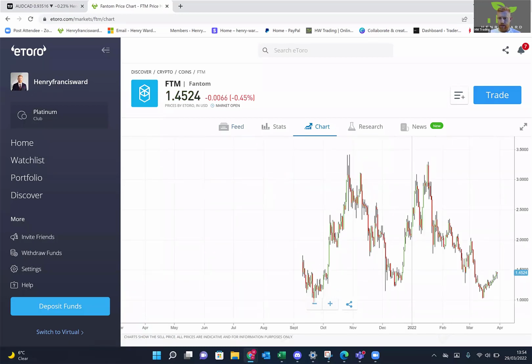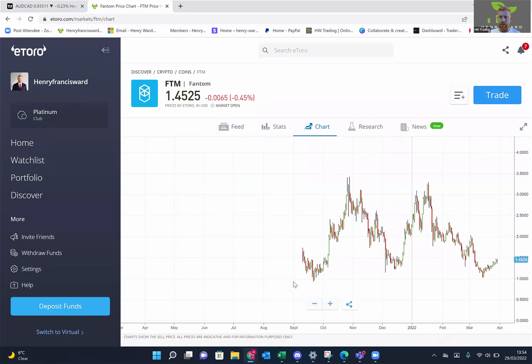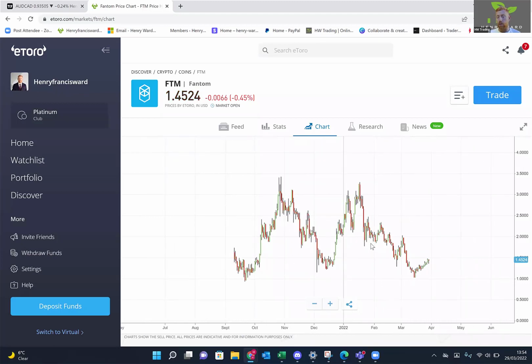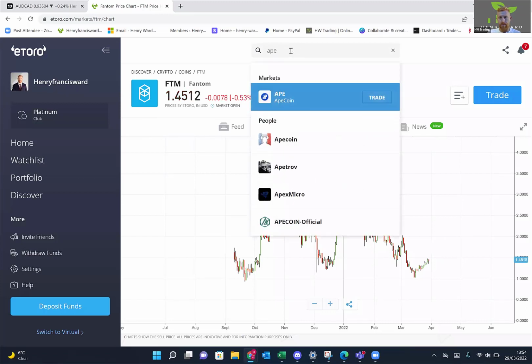So this one. Yeah, again, it's after bouncing off that double bottom. But again, everything follows Bitcoin. If Bitcoin takes off, these all take off. They all take off. Does eToro have Ape? Ape coin?